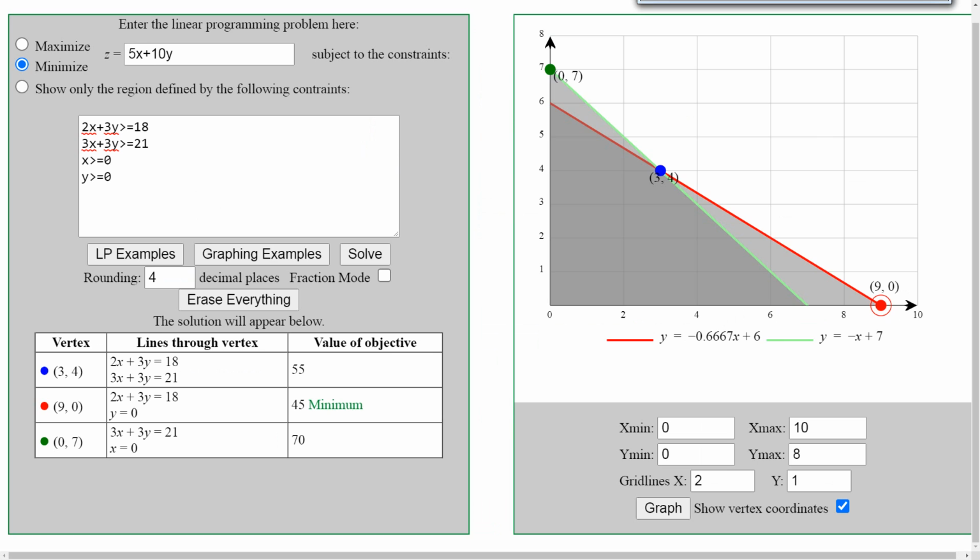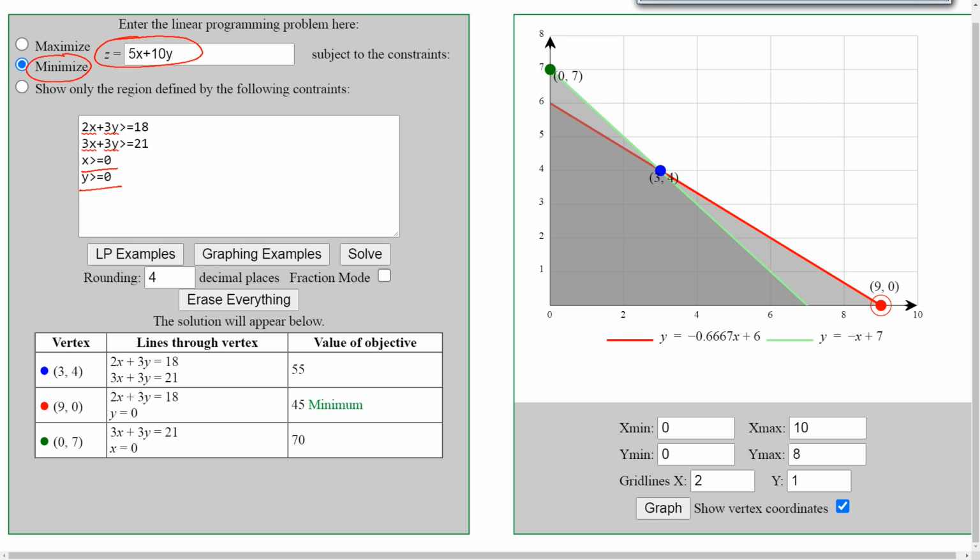First example which we are going to see is minimize z is equal to 5x plus 10y, subject to 2x plus 3y is greater equal to 18, 3x plus 3y is greater equal to 21, and we have non-negativity constraints, x is greater equal to 0 and y is greater equal to 0.